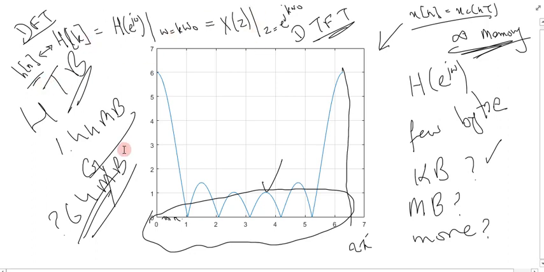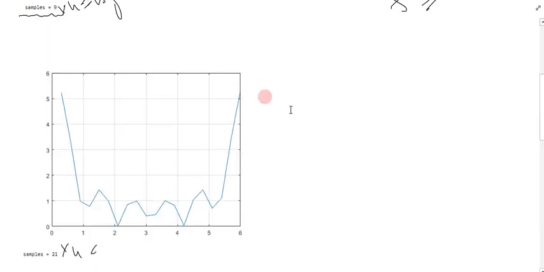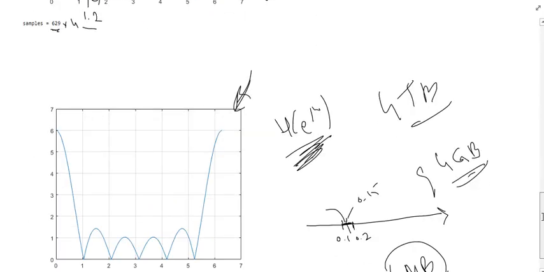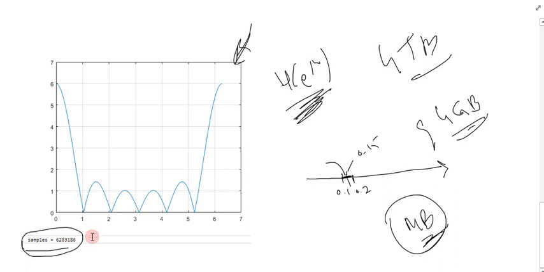Here the number of samples is 21. Here the number of samples is around 1 million or 6 million. So you can save the sampled version of this Fourier transform.